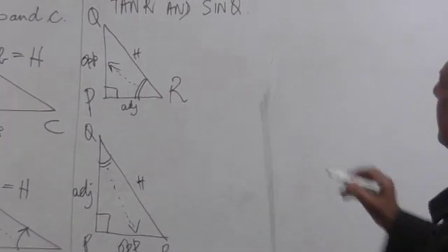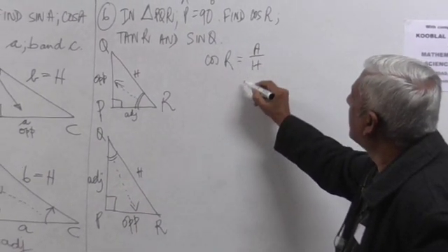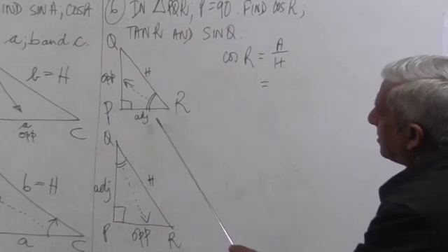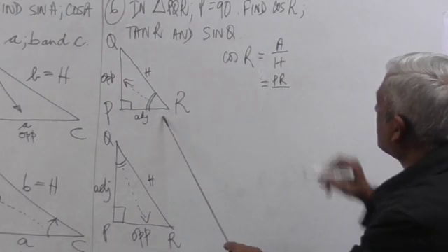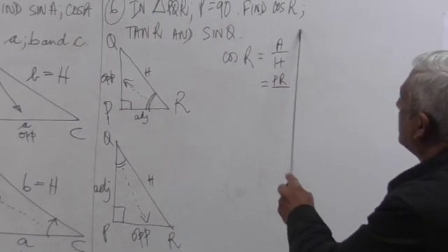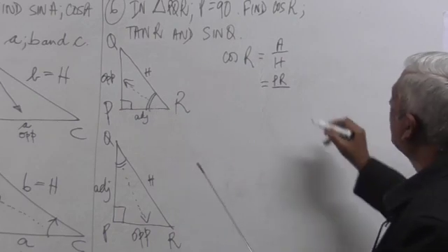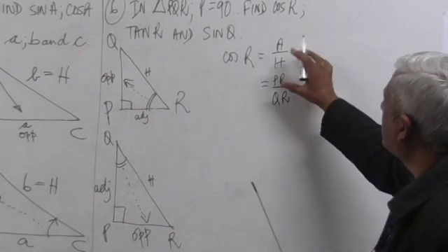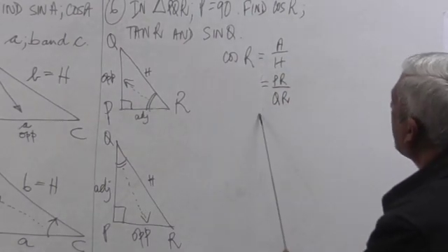Now let's see. They want cos R. So cos R is equal to A over H. So this is the adjacent side. So you can use the capital letters PR because they didn't tell you whether it's small letter or capital letter. So this time I'm going to use capital letters. PR, over the hypotenuse. The hypotenuse is QR. So I'm purposely using capital letters here because here you had experience with small letters. Here you will have experience with capital letters.